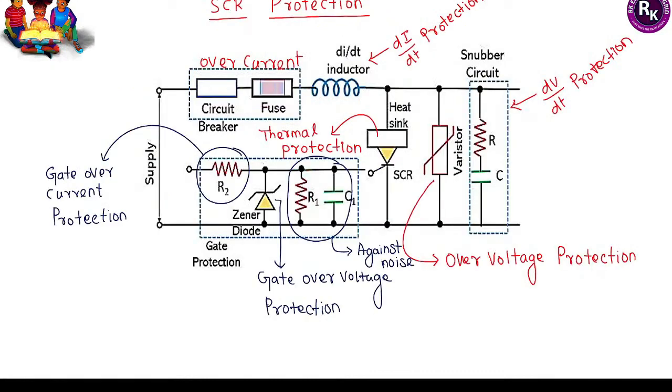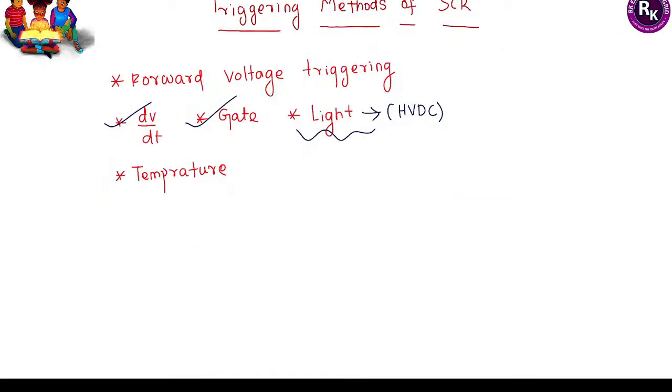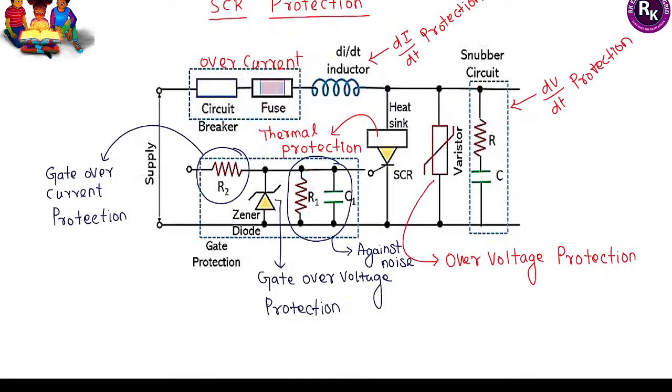So next, another one is SCR protection. We have seen the triggering methods of the SCR. Now let us cover SCR protection. There are different types of protection for SCR. See, where is our SCR? This is our SCR location.